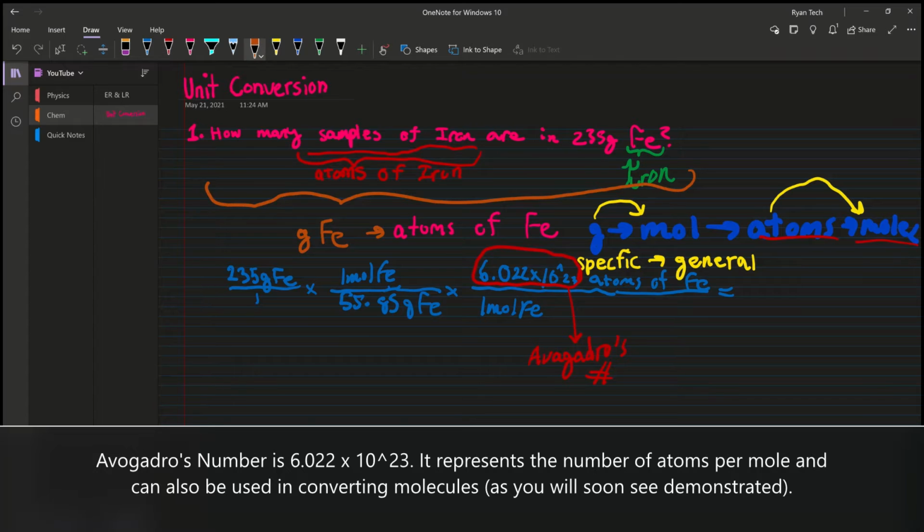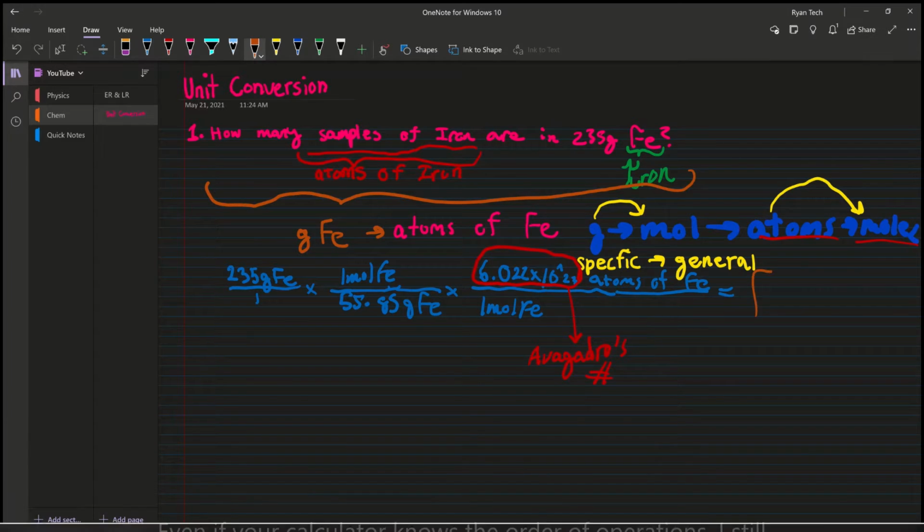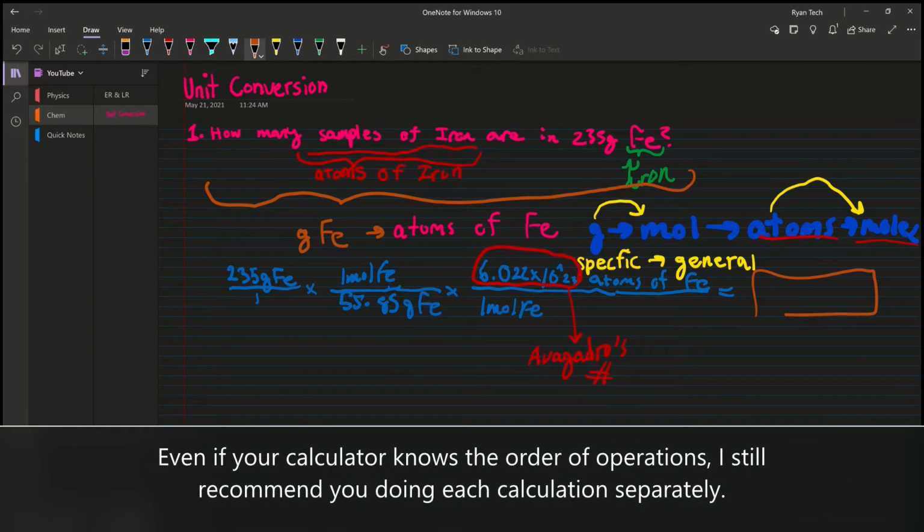And now, what's our answer? So I'm going to get my calculator. I'm using a Texas Instruments TI-84 Plus. If you're not using that calculator, or your calculator doesn't have order of operations, I recommend you do every step individually, which I'm going to do just in case.